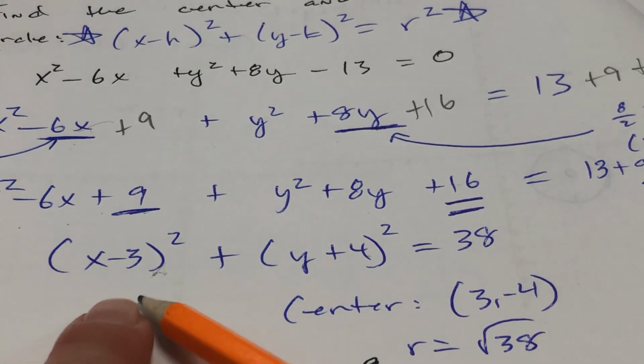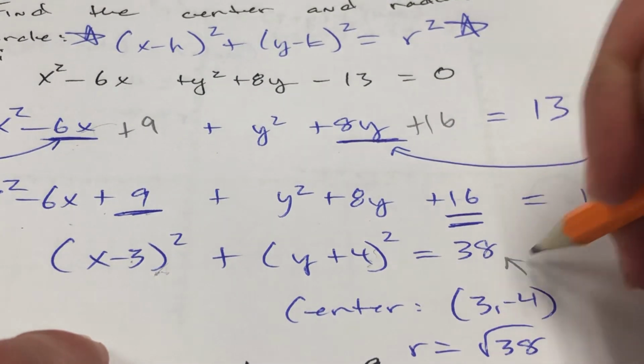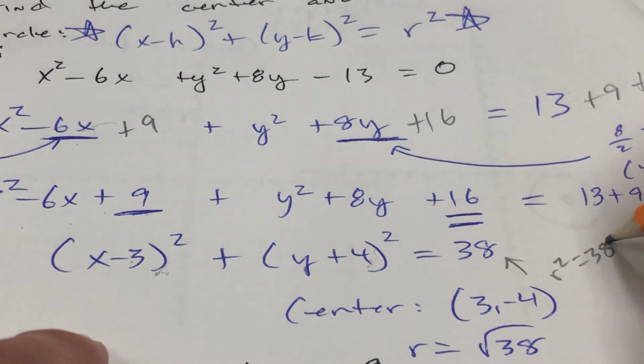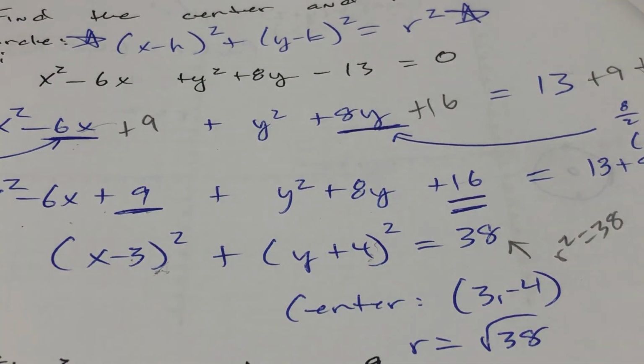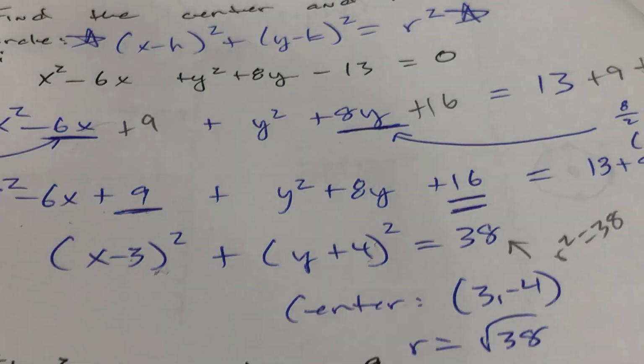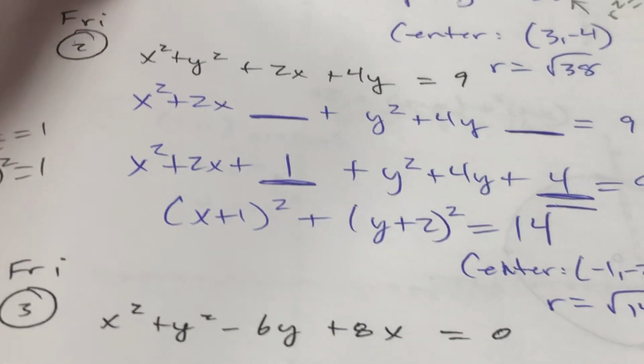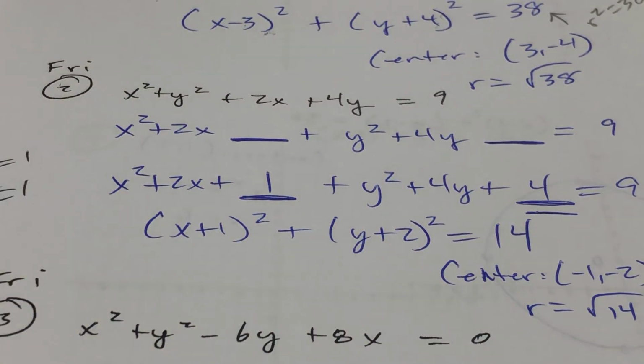So what's the center? Positive 3, negative 4 is the center. R squared is 38, so the radius is the square root of 38. All right, that could be, besides graphing parabolas, our most challenging question.